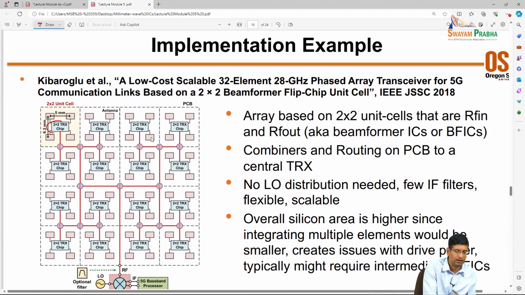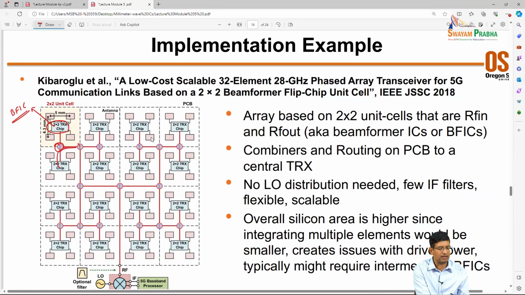Recently, there's also been a lot of interest in these kind of architectures, which are basically based on a scalable 2 by 2 array that is RF in, RF out, right? So these we typically refer to as beamformer ICs, right? And what they include is a 4-element beamformer. And so then what we do is on the PCB, we have power combining networks, right?